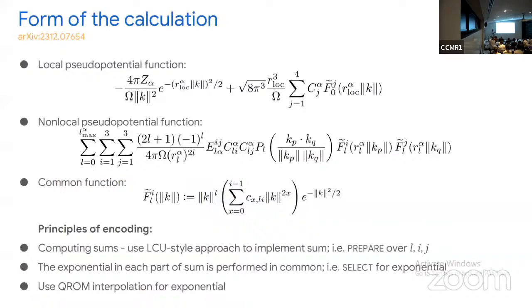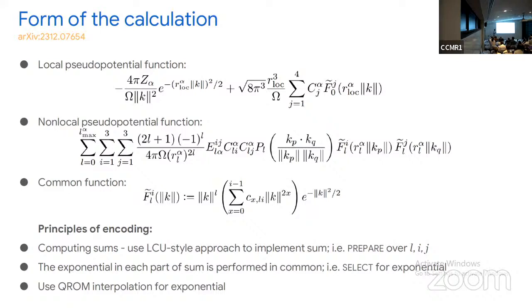So this is what our functions look like. This is our local pseudopotential, and this is our non-local pseudopotential. I've written it here in terms of these functions f tilde, and the f tildes are polynomials in K with an exponential. So the difficulties in this are coming about from that sum and from the exponential. So the general idea in simplifying the implementation of this is that for the sum, we want to use a linear combination of unitaries style approach to implement it.